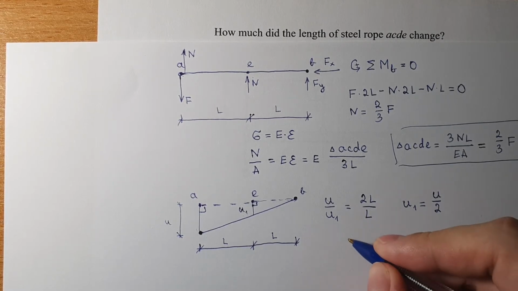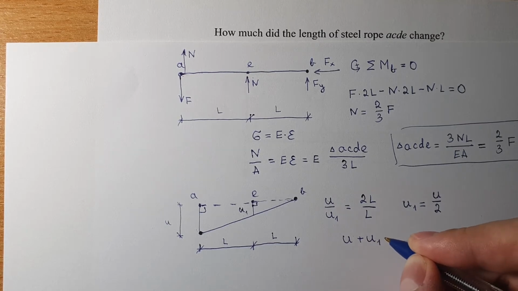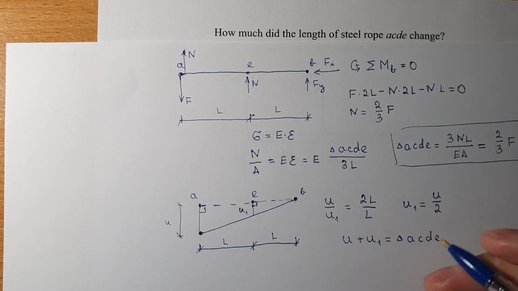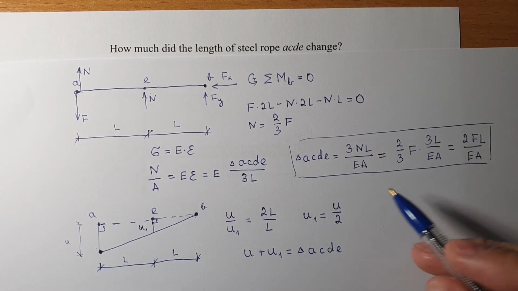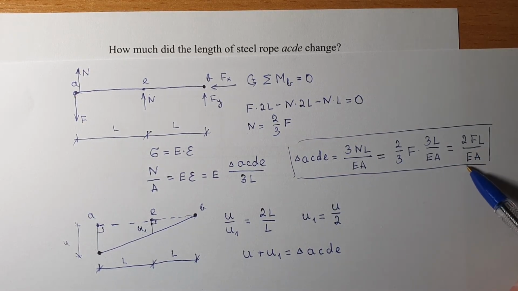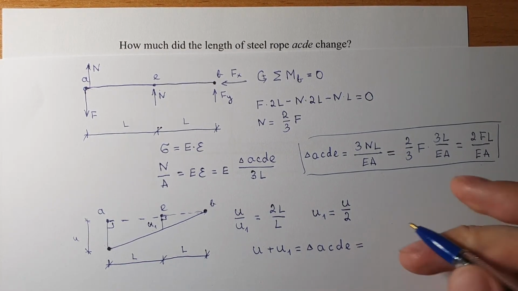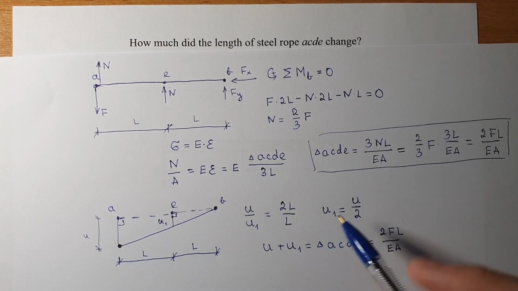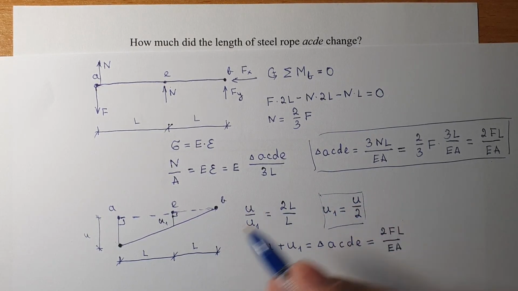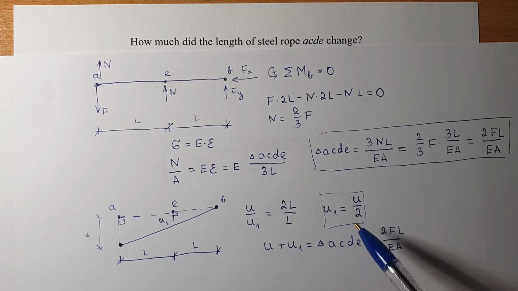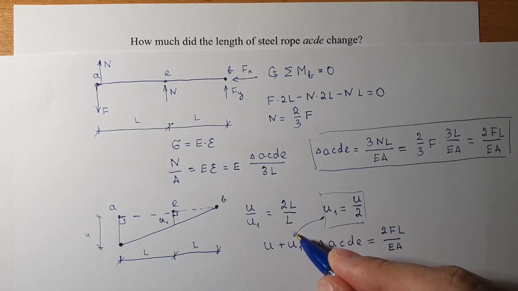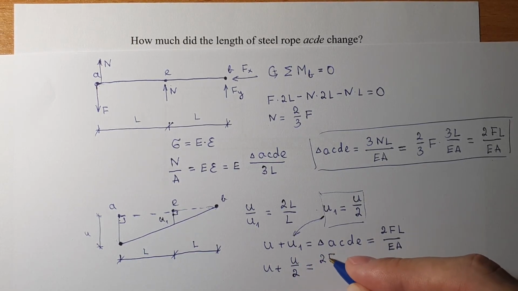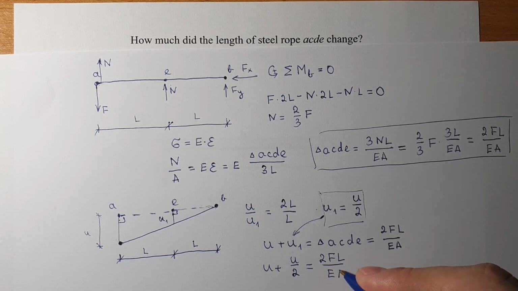We also know that if we sum those two displacements, we get the change of length of the steel rope. So let's write it down. U plus U1 is equal to delta ACDE. And we know from the previous question that the length change is equal to 2FL divided by EA. So let's put it in this equation. 2FL divided by EA. And we also know that U1 is equal to the displacement of A, U, divided by 2. So U plus U divided by 2 is equal to 2FL divided by EA.